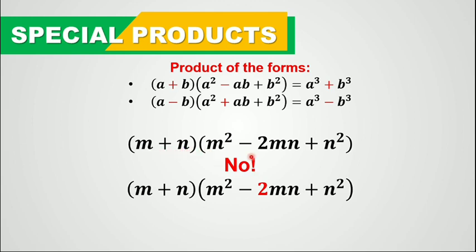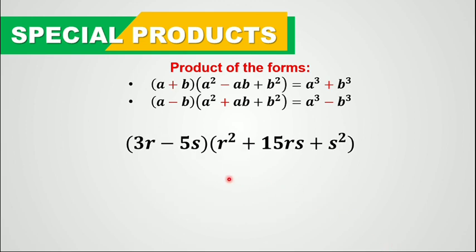Therefore, these factors do not follow this form. So it should have been m plus n times the quantity of m squared minus mn plus n squared. There should be no 2 here. It should have been mn alone. So this kind of factor follows this form. There should be no 2. How about this one?